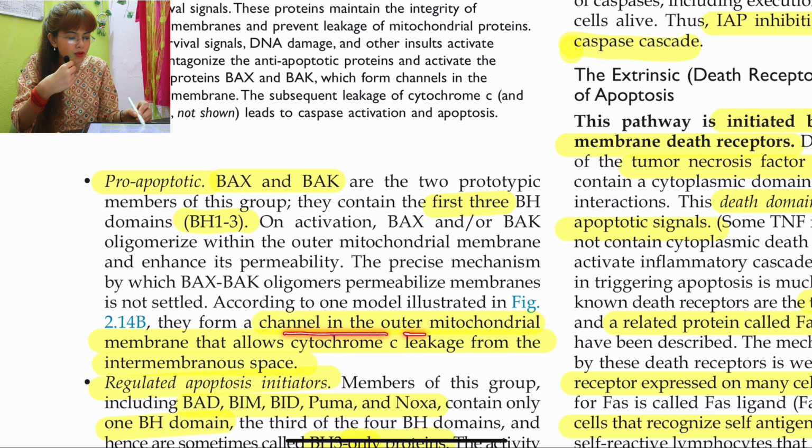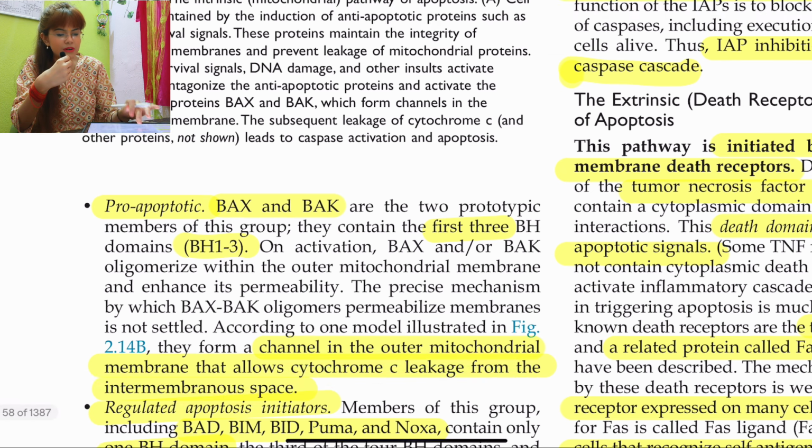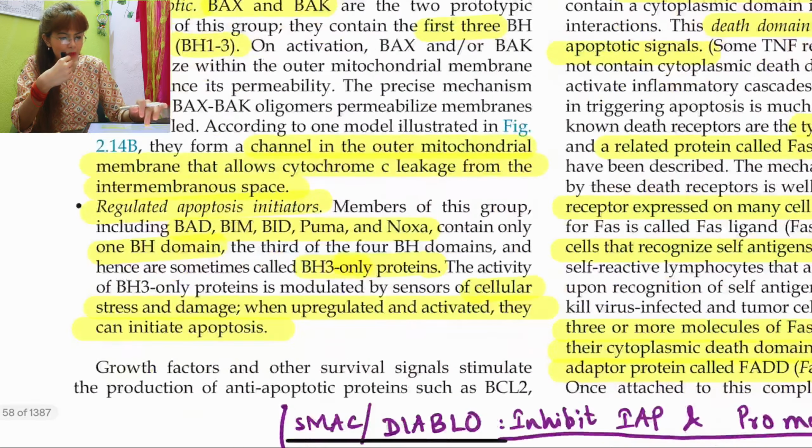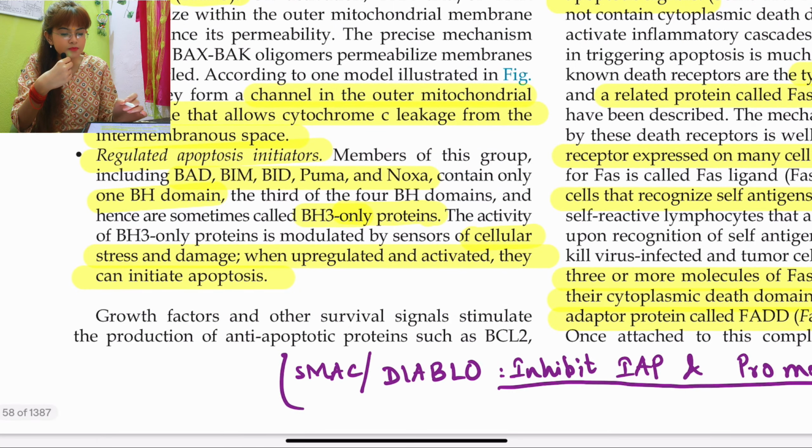This channel in the outer mitochondrial membrane will allow the cytochrome C to leak into the intermembranous space. So you can see that these are the channels through which the cytochrome C will come out, and that will ultimately cause the activation of the caspases and apoptosis. I will talk about the details now.